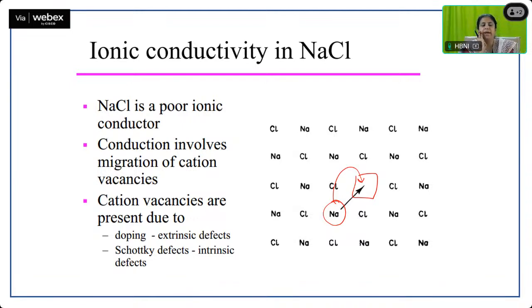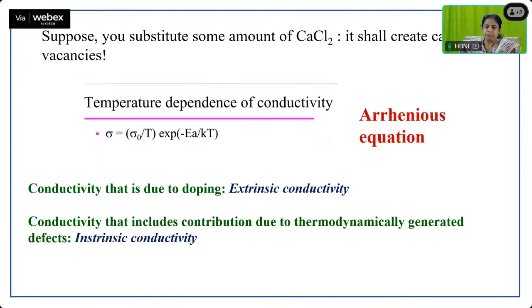Now, I also told you that defects can be classified by the way they are created. If they are already present in the material by whatever factor, let's say a thermodynamic factor, they are called intrinsic defects. And if we deliberately dope something to create the defect, that is called an extrinsic defect. Just keep that in mind. Now suppose I have NaCl.